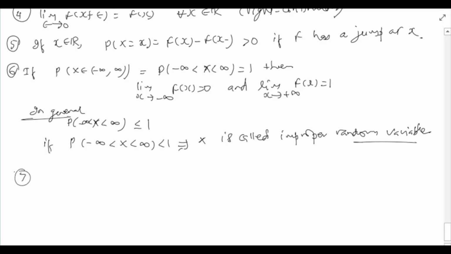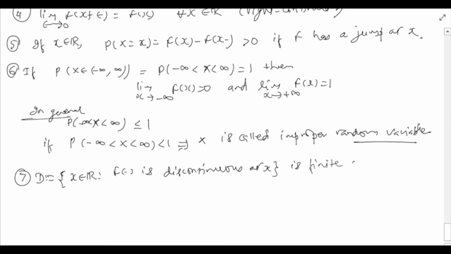Let's now see one more property which says that the collection of all the discontinuity points of F, that is, the set of all points such that F is discontinuous at those points, is finite or countable. That is, there can be at most countably many jump points of F.